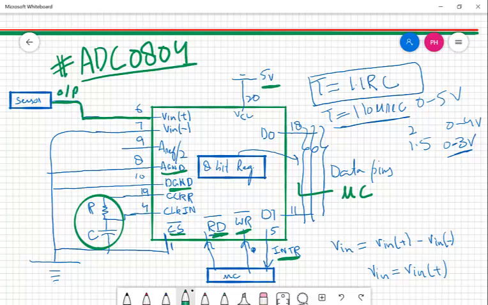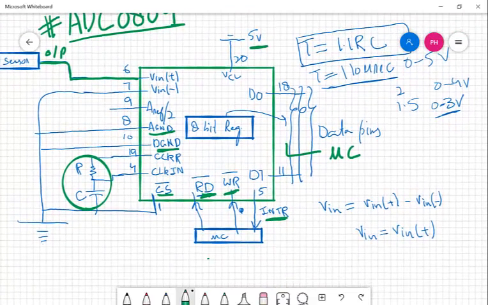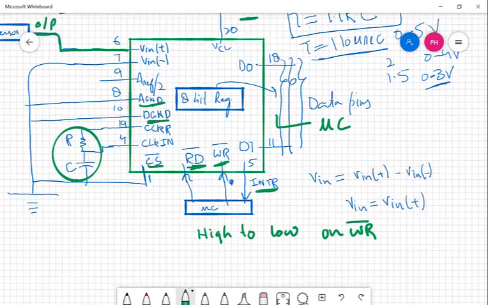So then what will be the steps in software? First, we will be sending a high to low pulse on the WR pin, and whenever the ADC 0804 detects a high to low pulse on WR, it will start converting the analog signal coming at pin number 6 into a digital signal, and will temporarily store it in an 8-bit register. When it finishes the conversion, it will send a low to high pulse through INTR to the microcontroller.